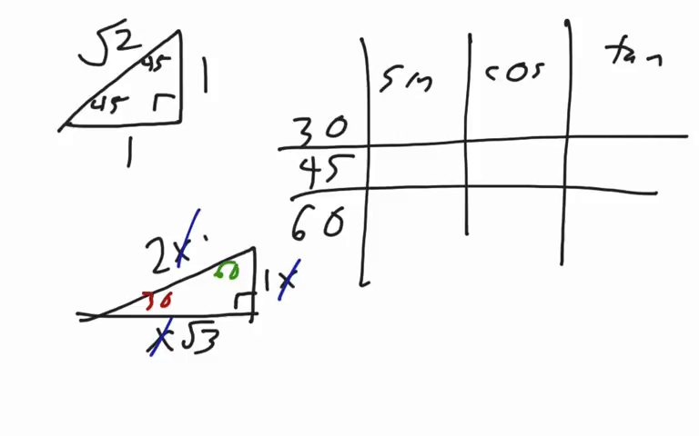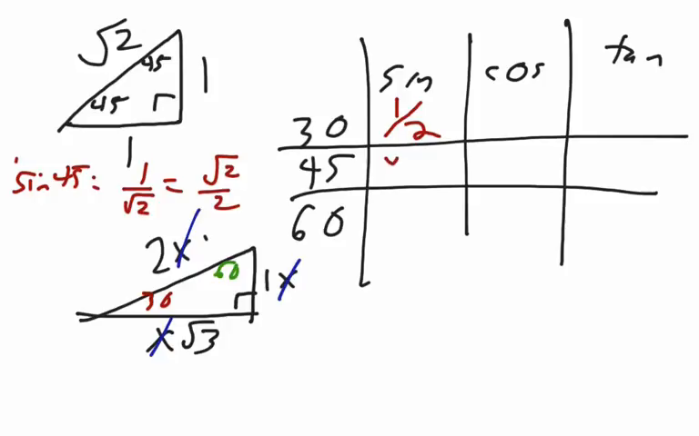So when I take a look at the sine of 30, we have the opposite over the hypotenuse. Well, opposite side of 30 is 1, and the hypotenuse is 2. When I do the sine of 45, I get 1 over the square root of 2, which when rationalized is the square root of 2 over 2. And for the sine of 60, we have the square root of 3 over 2, looking at the 60 down here.